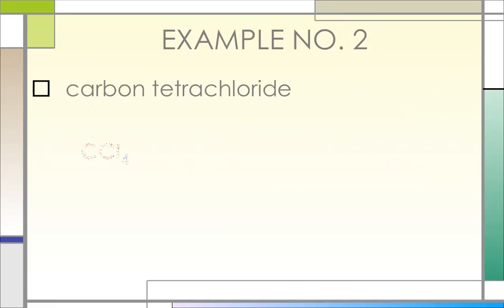Example number 2, you have carbon tetrachloride. What is the formula you have for carbon? C, and for chloride or chlorine, you have Cl. Then put the number of atoms, which is 4 or tetra. Kasi ang tetra 4, di ba? So lagyan mo yung subscript ng chlorine ng 4.